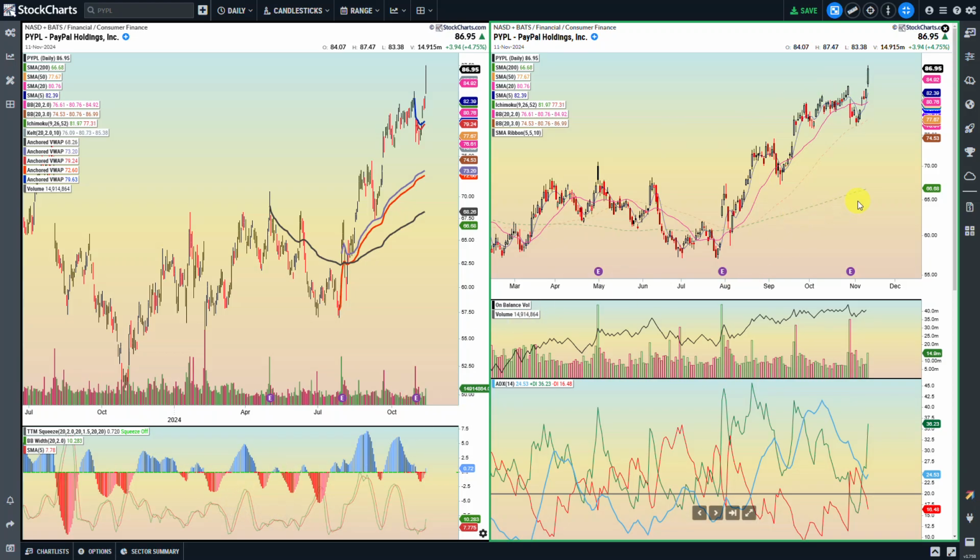You want things above the 200-day, clearly. 50-day moving average. You ideally want things above the 50-day moving average, and you really want your 50 above the 200.